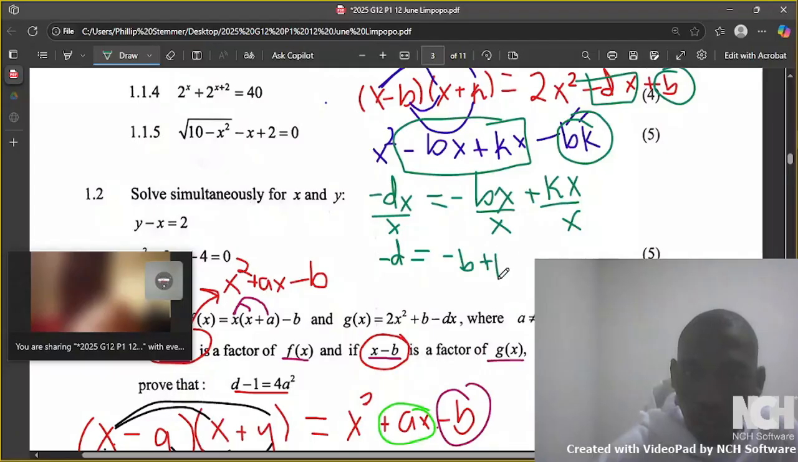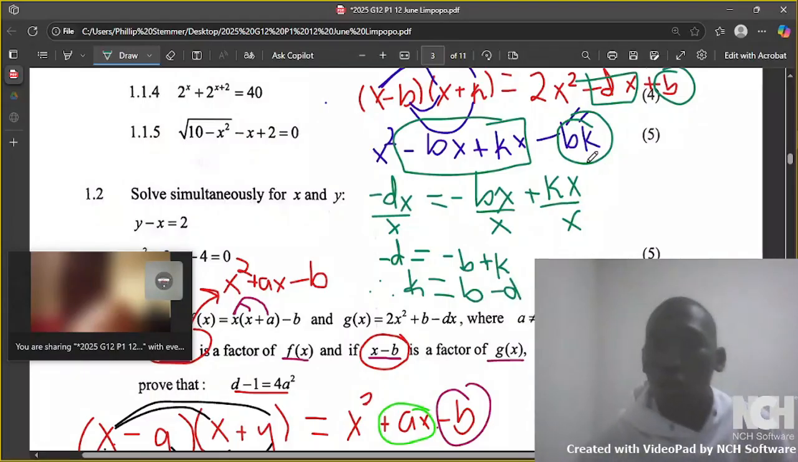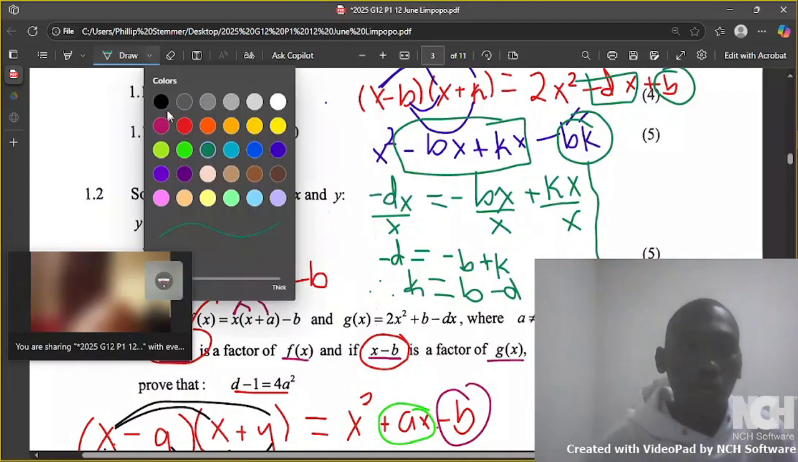And then mind you, we are solving for k. We can eventually make k the subject. Therefore, you make k the subject over negative b plus b, which is b minus d. So that's our equation 1. Let's go to the other side.